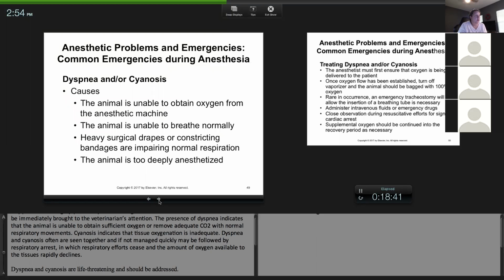maybe positive inotropes. Now, dyspnea, difficult breathing, is very rare because your patient should have an endotracheal tube, be on an oxygen tank, getting continuous oxygen flow. But if you see abdominal breathing, cyanotic membranes, then something is happening where they're not getting adequate oxygen.